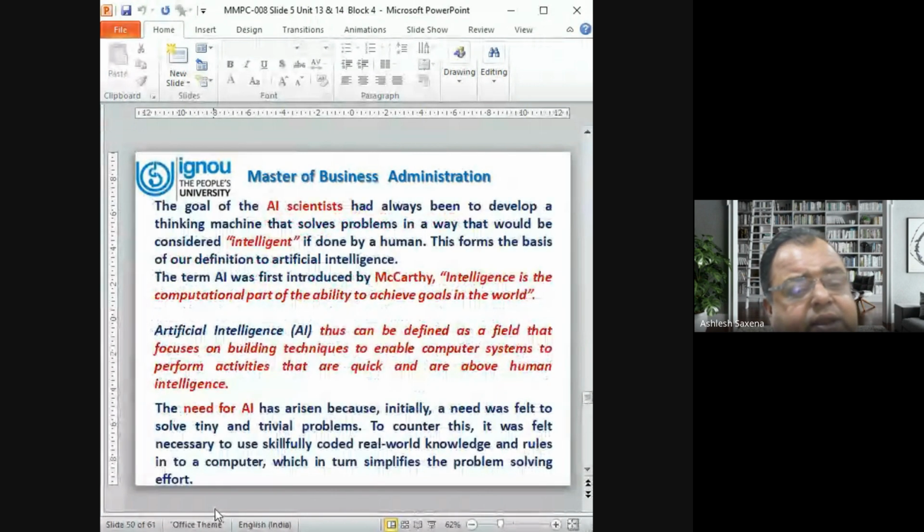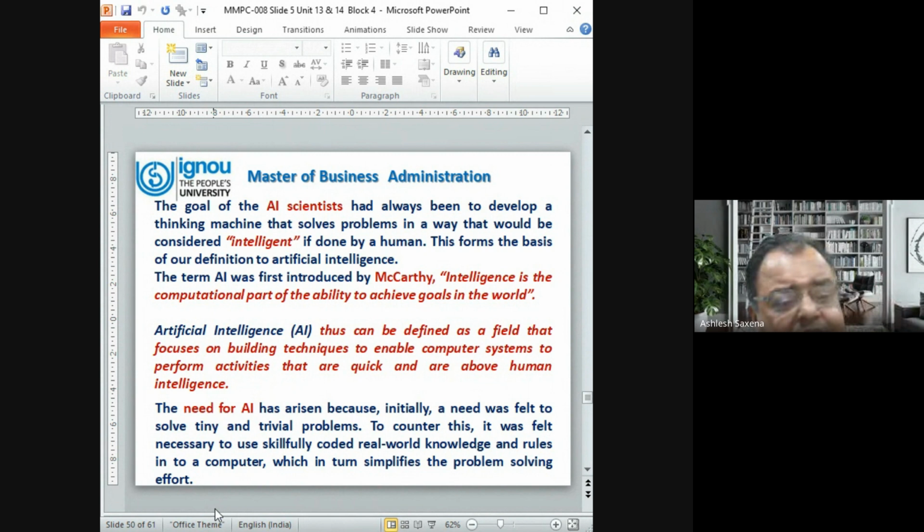The goal of artificial intelligence scientists had always been to develop a thinking machine that solves problems in a way that would be considered intelligent if done by a human. This forms the basis of our definition of artificial intelligence. The term artificial intelligence was first introduced by McCarthy. Intelligence is the computational part of the ability to achieve goals in the world. Artificial intelligence thus can be defined as a field that focuses on building techniques to enable computer systems to perform activities that are quick and are above human intelligence.